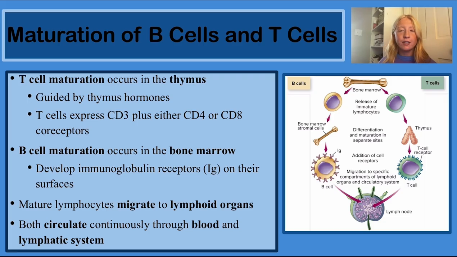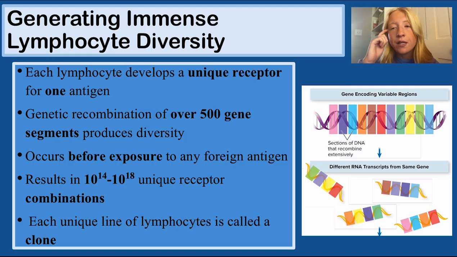Once they're mature, the T cells will circulate in the lymphatic and circulatory systems and constantly monitor for infection. On the other hand, B cells mature in the bone marrow and develop immunoglobulin receptors, or Ig, on their surfaces. These receptors help them recognize specific antigens later on, and after they mature, both B and T cells move into secondary lymphoid organs, like the spleen or lymph nodes, and they'll eventually encounter pathogens. This generates immense lymphocyte diversity.